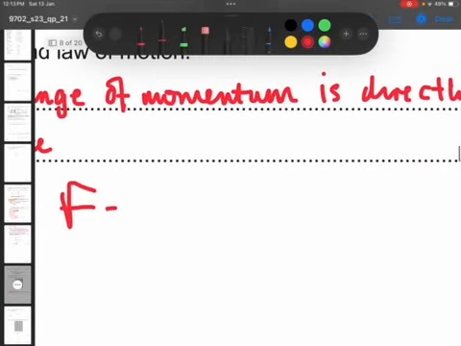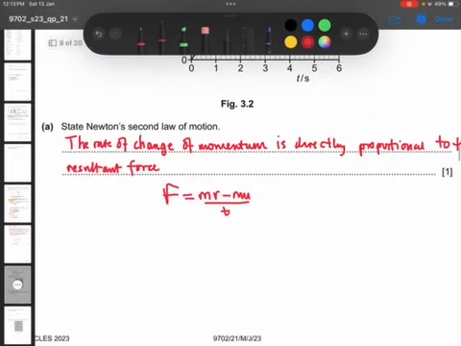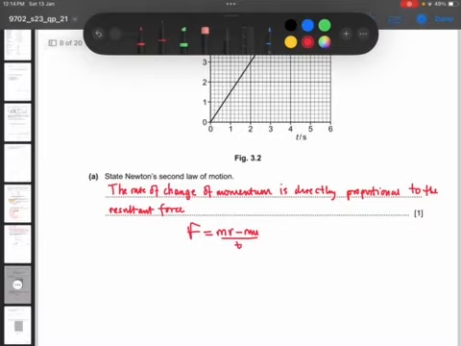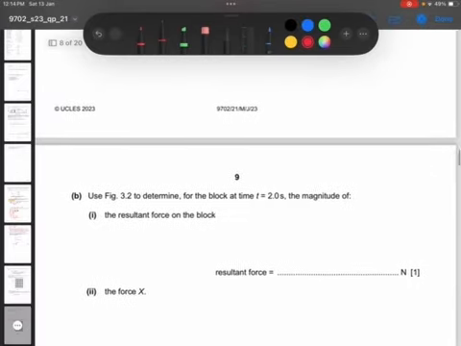We say the resultant force is equal to change in momentum over time, change in momentum over time being the rate of change of momentum, F being the resultant force. So resultant force is equal to the rate of change of momentum. That's Newton's second law there. So then we go for the question B.